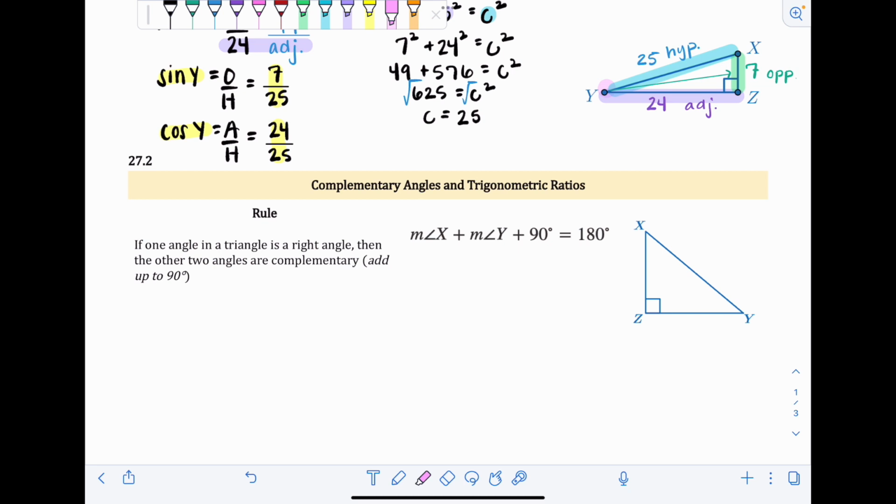Because if I take this as an equation and I were to solve it, let's say I were to subtract over 90 degrees, and then I would bring down the measure of angle x plus the measure of angle y. The 90 minus 90 would be 0. And then 180 degrees minus 90 degrees would be 90 degrees. So you have your 90 degree angle, and then the two remaining angles, angle x and angle y, add up to 90 degrees, which by definition means they're complementary because they add up to 90 degrees.